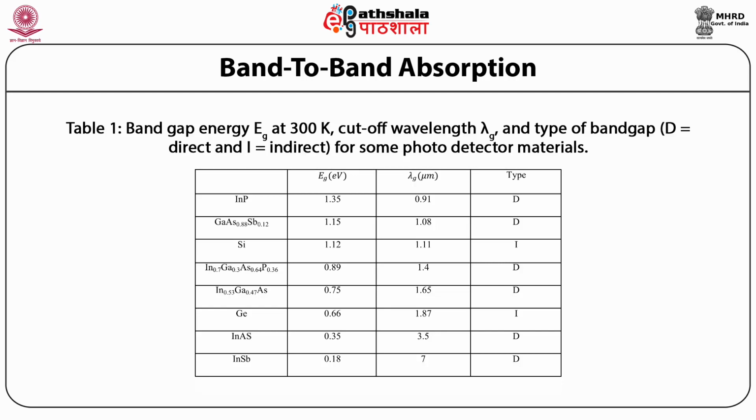So here we have seen that the band gap energy Eg is around 1 for compounds like indium phosphide, gallium arsenide, antimonide and silicon, whereas it is less than 1 for most of the materials including germanium, indium arsenide and indium antimonide. And the cutoff wavelength lambda g is around 1 for most of the materials, and it is maximum for indium arsenide and antimonide, which is 7, and 3.5 for indium arsenide.